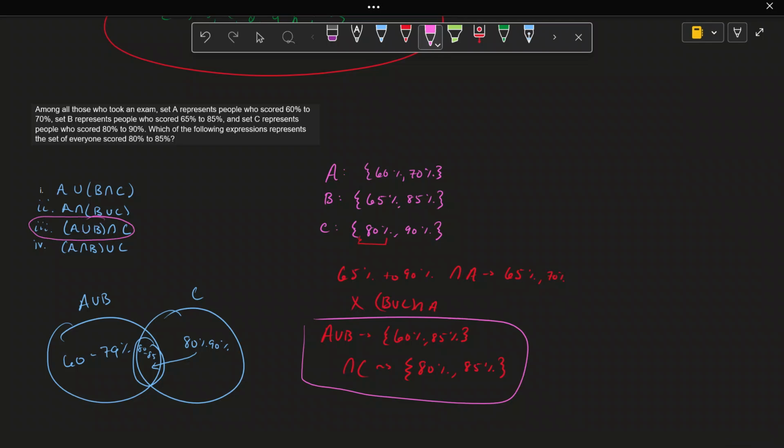Hopefully this made sense. That wasn't an amazing explanation, but hopefully you can see where they overlap. The two sets, A or B, overlaps with C in 80 to 85%.